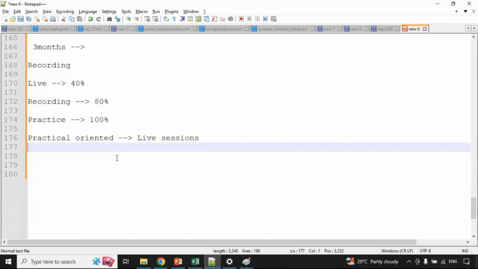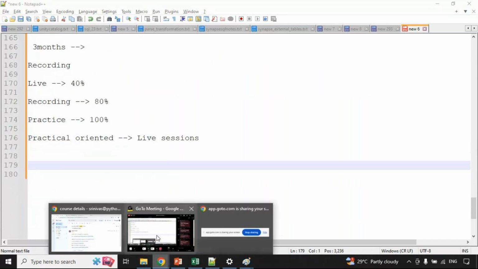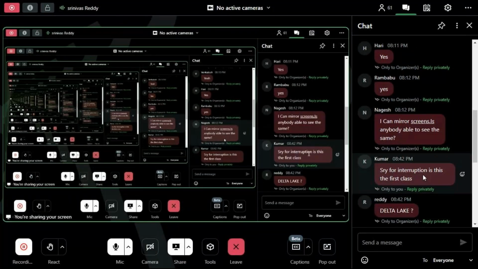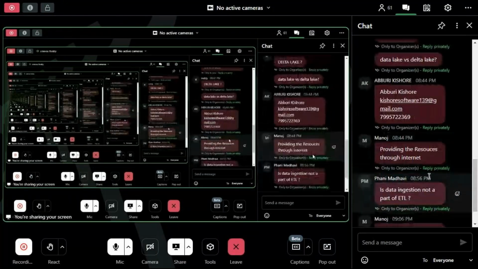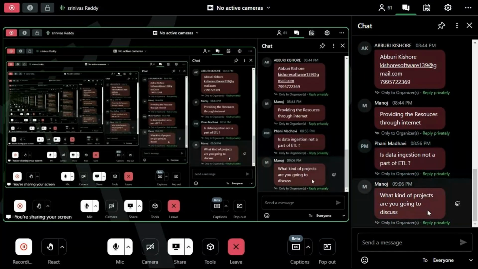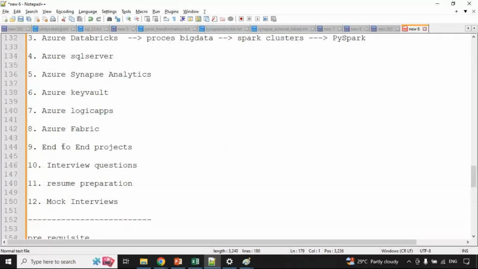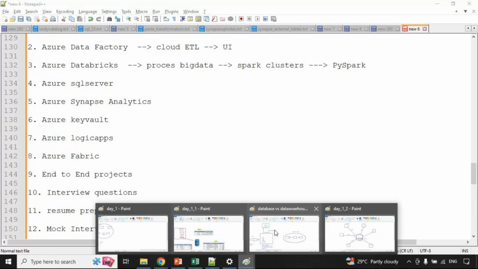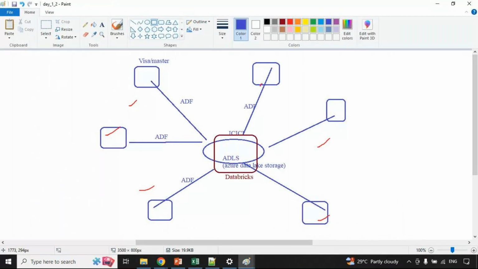Okay, and here guys, I will address a few things in a few minutes. I can mirror the screen, Delta Lake I will discuss, providing the resources through the internet, ingestion, and what kind of projects. Here, regarding projects, guys, I'm going to discuss migration projects as one thing, because the existing data is in the on-premises environment. So I'm going to ingest the data into the lake. And for those who already have an idea, guys, after ingesting the data, I'm going to build the data lake.